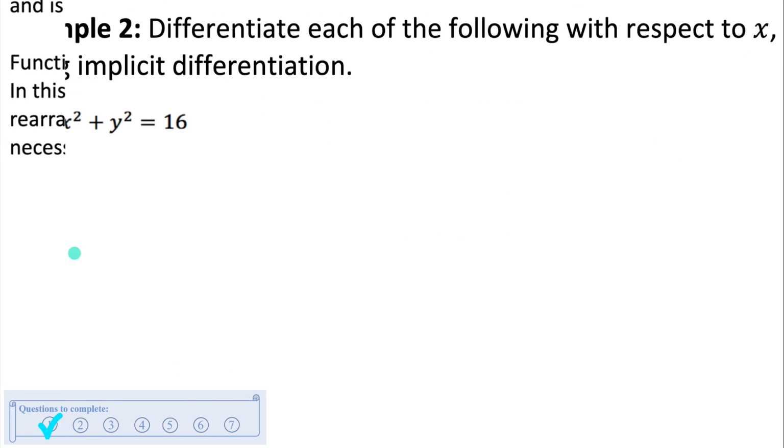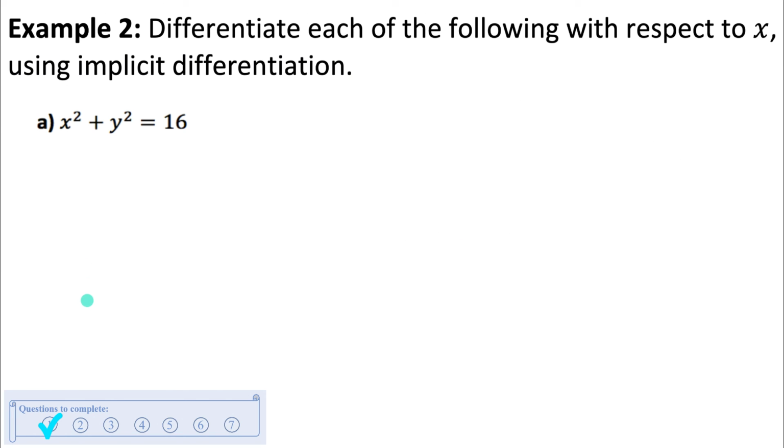Example 2 says, differentiate each of the following with respect to x using implicit differentiation. Notice in this equation, y is not isolated. It's written as x squared plus y squared equals 16. And I don't have to isolate y. I can use implicit differentiation. With all three of these terms, I'm just going to try and differentiate them with respect to x. It would be easy to find the derivative of x squared with respect to x. That'll be easy.